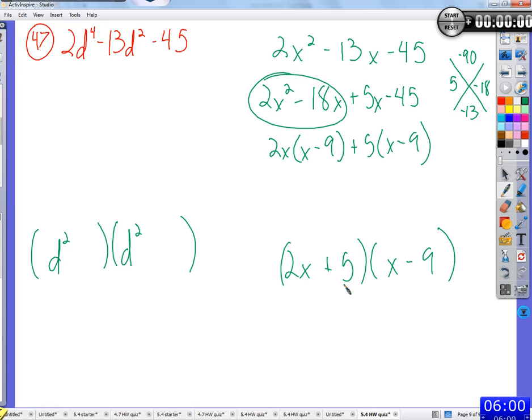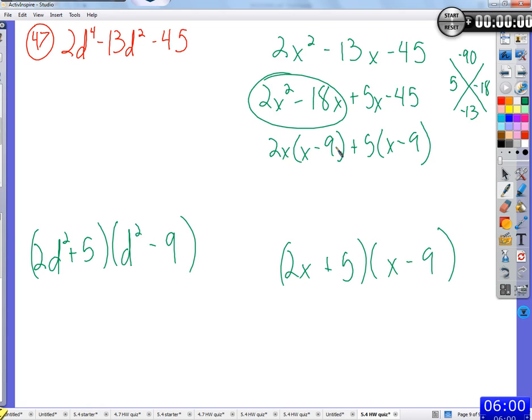Okay, so we wind up with 2x plus 5 here, we should get 2d squared plus 5 here. Where we get x minus 9, this is d squared minus 9. I can rewrite the exact same numbers over there using d squares instead of x's, and d to the 4th instead of x squares, but it would just be exactly the same thing. Now are we done?